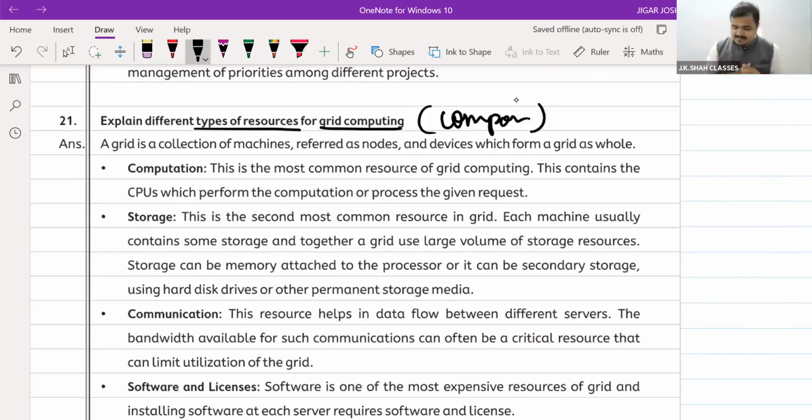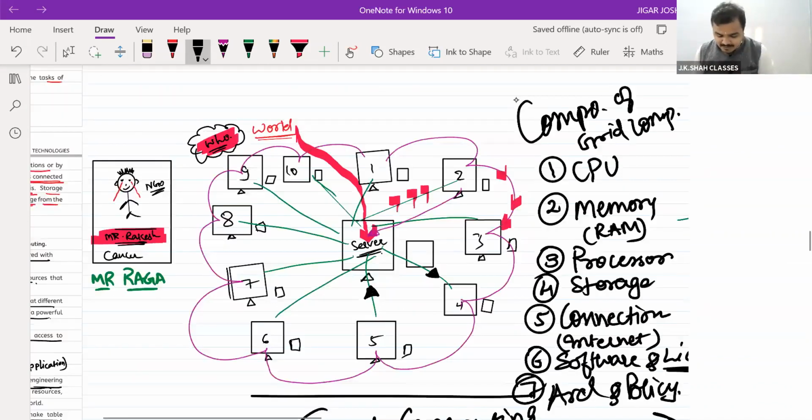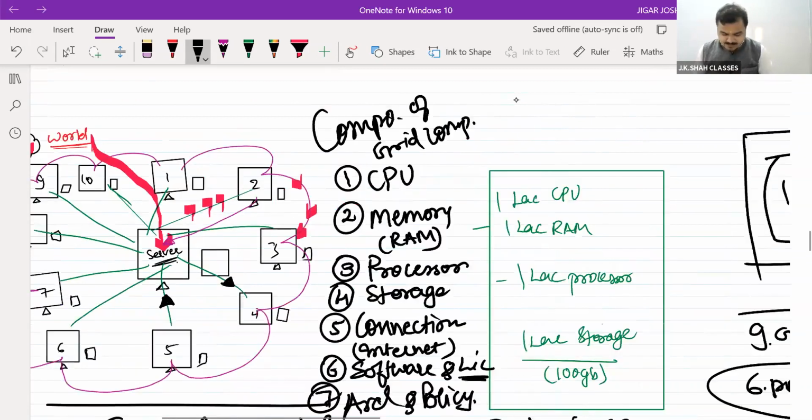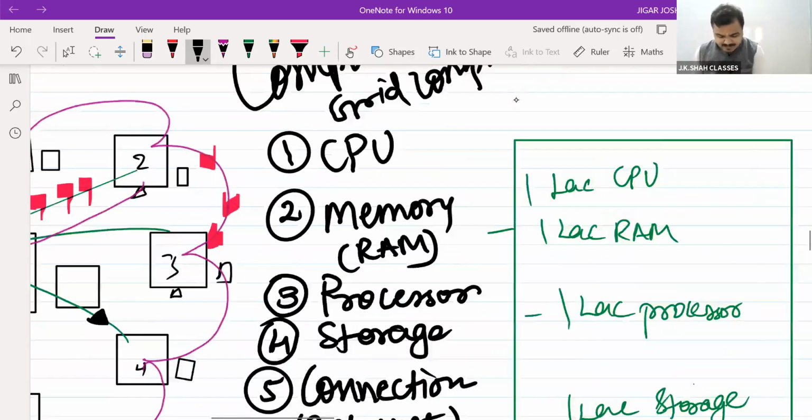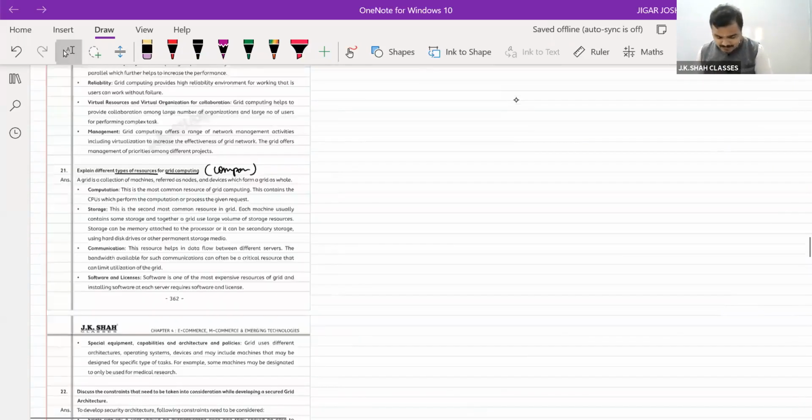Today, sir, we had already written all these things. Yes, all my dear students, I had already made this clear to you. What are the components of grid computing? Right now we are going to see the theory. Stay tuned, stay connected to learn the technology.